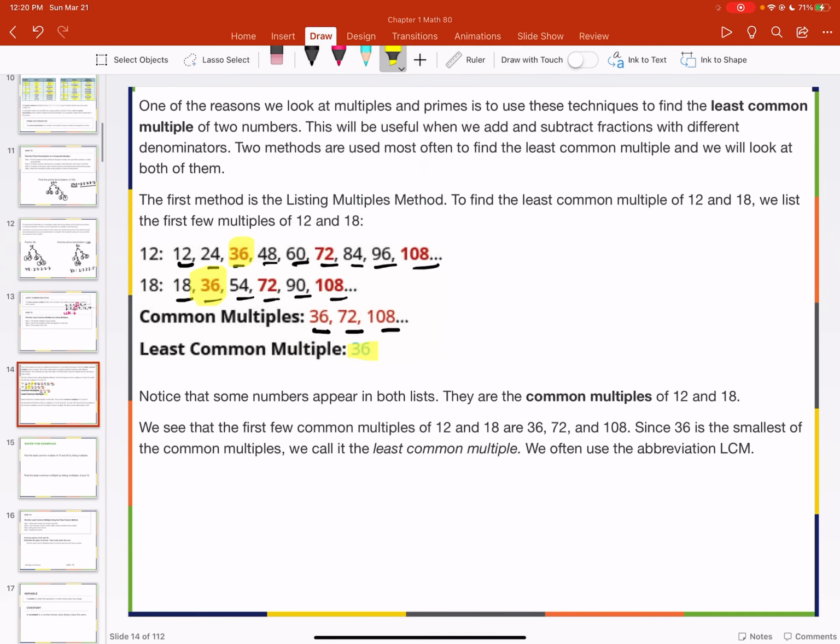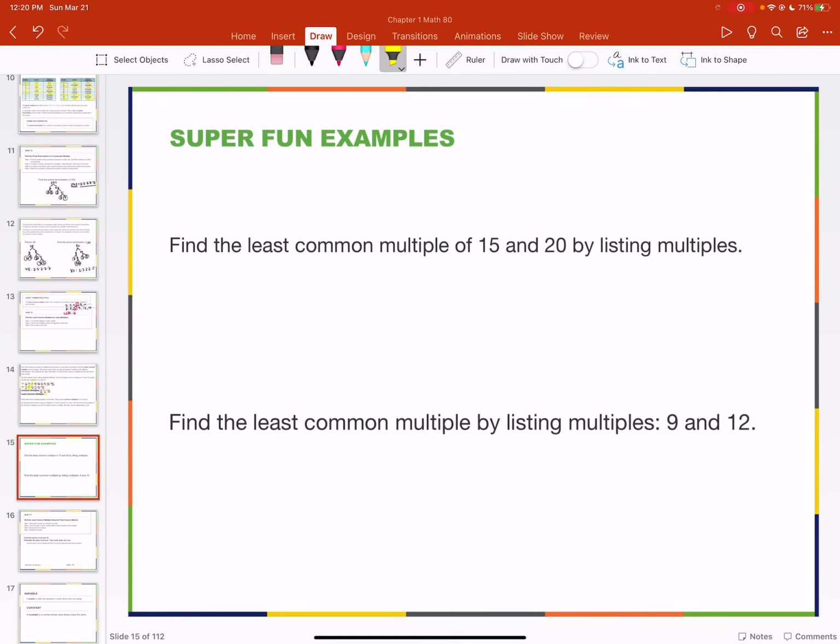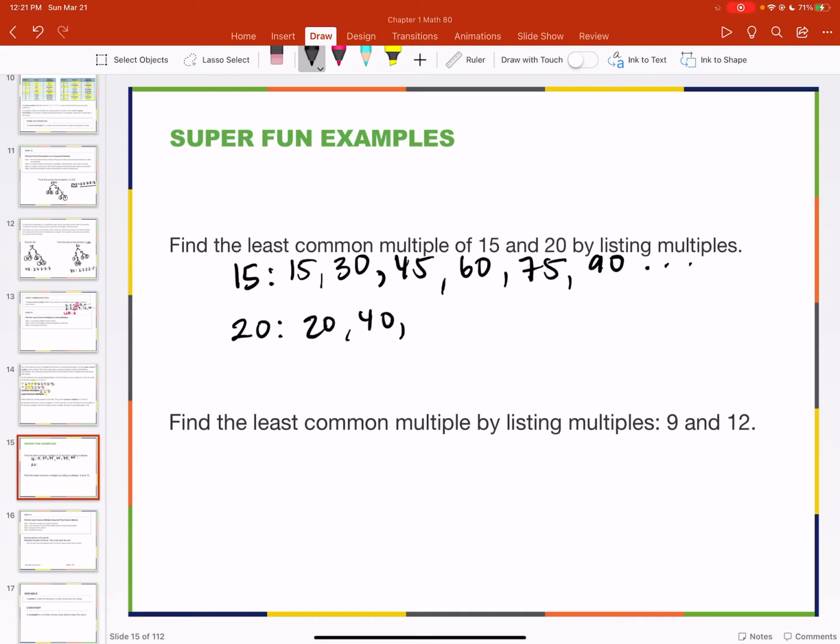Okay, so let's see here. Let's do some super fun examples. Let's find the least common multiple of 15 and 20 by listing multiples. We start with 15. Then 15 plus 15, that's 30. 15 times 3, 45. 15 times 4, 60. Then the next is 75, and then you have 90. Okay, let's do 20. 20, 40, 60, 80. And then wait a second, I can stop there because I noticed that I have 60 in common. So the LCM, or the least common multiple of 15 and 20, is 60.